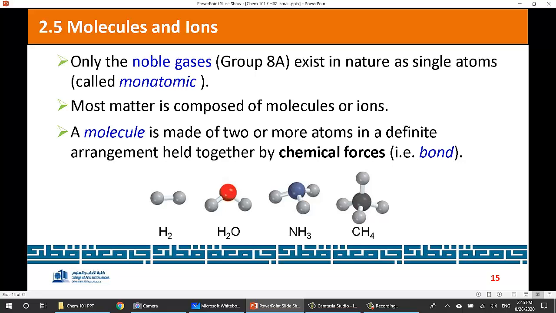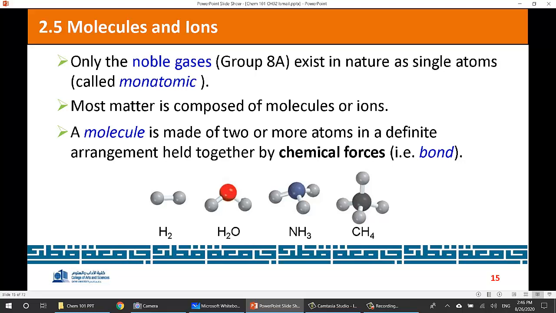So only the noble gases, as a matter of fact, exist in nature as single atoms, and they're called monoatomic. So everything in group 8, including helium, krypton, neon, argon, exist by themselves. But most matter is composed of molecules, or ions. Here we define a molecule as a substance that is made of 2 or more atoms in a definite arrangement held together by chemical bonds or chemical forces. Examples would be the hydrogen molecule, the H2O molecule, which is water, ammonia, NH3, and methane, CH4, which is a basic component of natural gas, which Qatar is rich in.